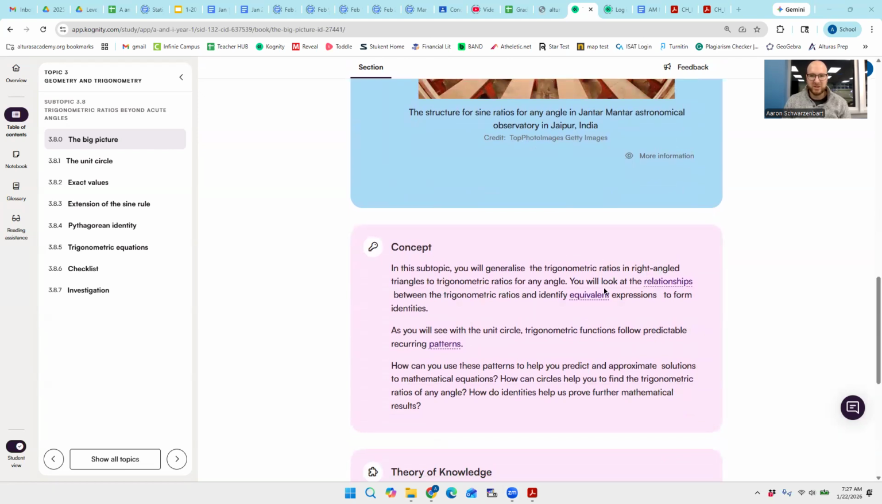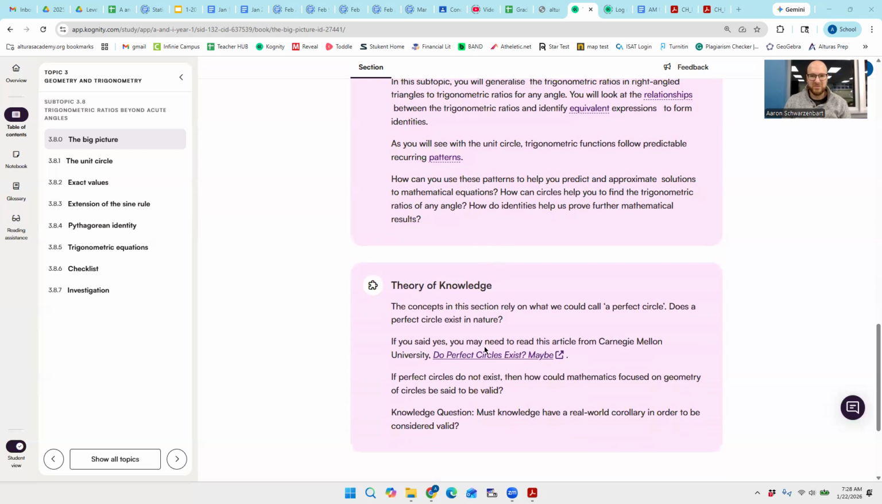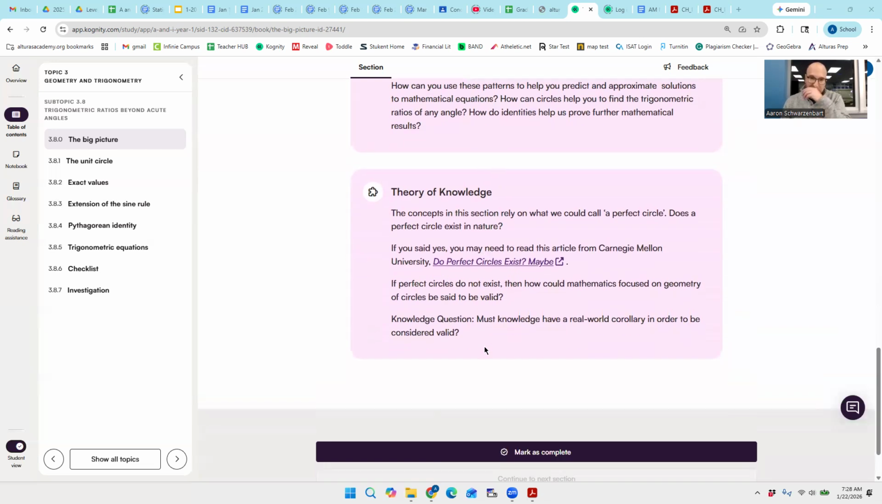We will look at relationships between trigonometric ratios and identify equivalent expressions to form really basic identities. We do not go very deep into identities in this course.